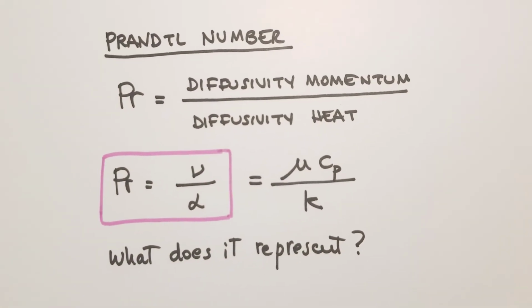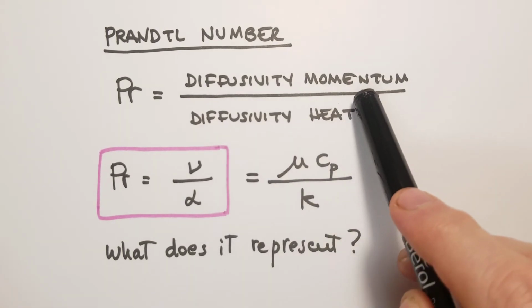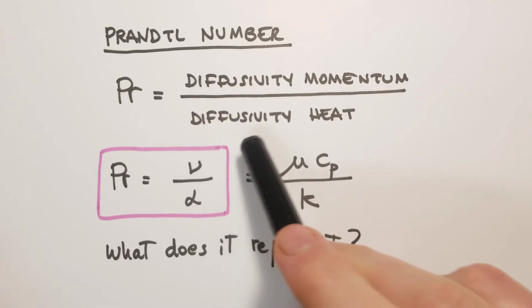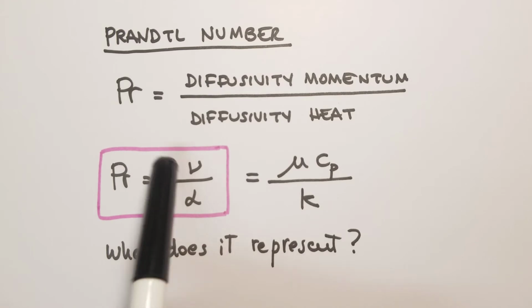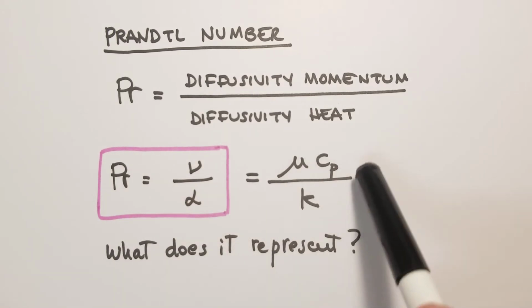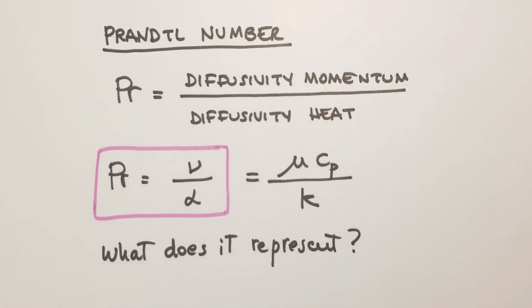More information about the two boundary layers can be extracted from a non-dimensional number called the Prandtl number. This Prandtl number is a non-dimensional number and is defined as the ratio between the diffusivity of momentum due to viscous effects and the diffusivity of heat. So mathematically, the Prandtl number is defined as the ratio between the kinematic viscosity and the thermal diffusivity. We can also write it in this way as mu, the dynamic viscosity, times the specific heat divided by the thermal conductivity. So what does the Prandtl number actually represent physically?